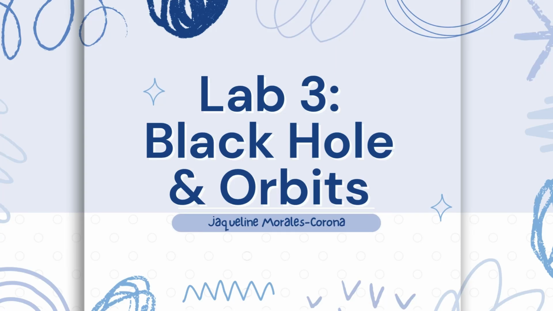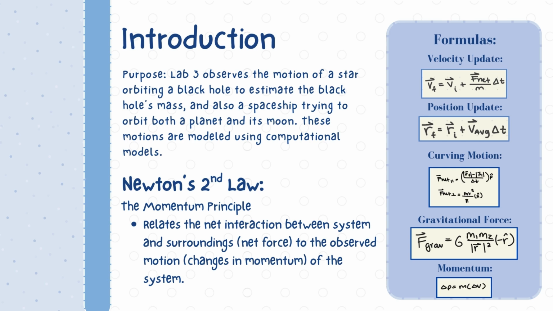Hi everyone, this is Lab 3, Black Hole in Orbits. This lab was divided into two parts. The purpose of Lab 3 is to observe the motion of a star orbiting a black hole to estimate the black hole's mass, and also a spaceship trying to orbit both a planet and its moon. These motions are modeled using computational models.